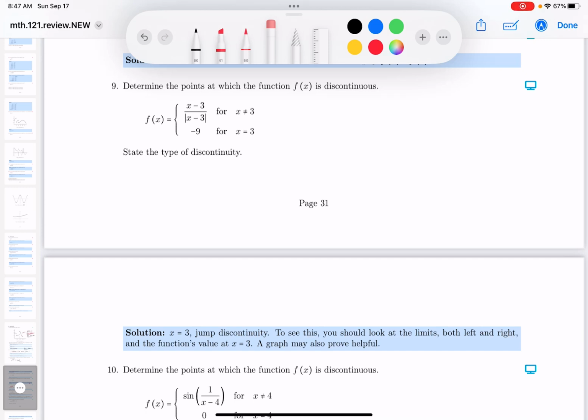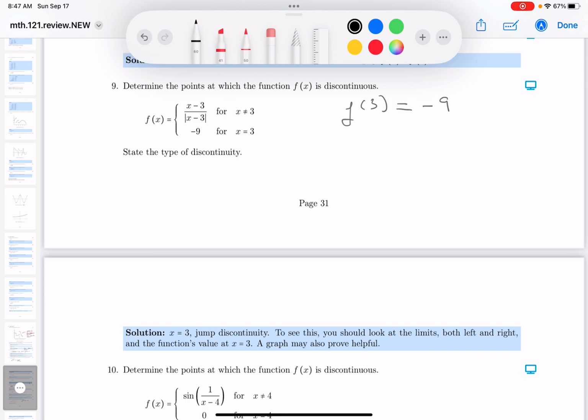Okay, determine the points at which the function f of x is discontinuous. Well, looking at this, I'm going to say we have to look at 3, because 3 is the only problematic number. And what I want to do is write down what f of 3 is. That means x equals 3. It equals the number minus 9.